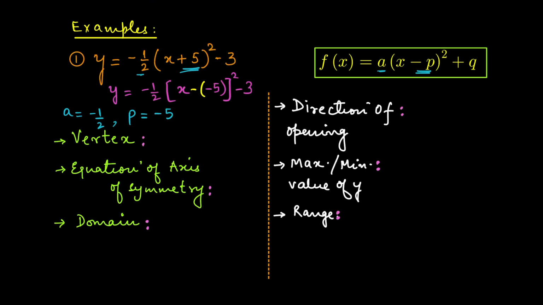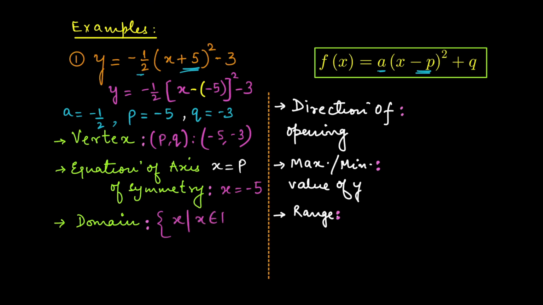Now the q value: if you compare, q is minus 3, so we write q as minus 3. Now the vertex, the formula for this is (p, q), so we write (minus 5, minus 3). Then the equation of axis of symmetry, the formula is x equals p, so we write x equals minus 5. The domain is always going to be real numbers, and you should always put the domain in the curly bracket, and the range also in the curly bracket.